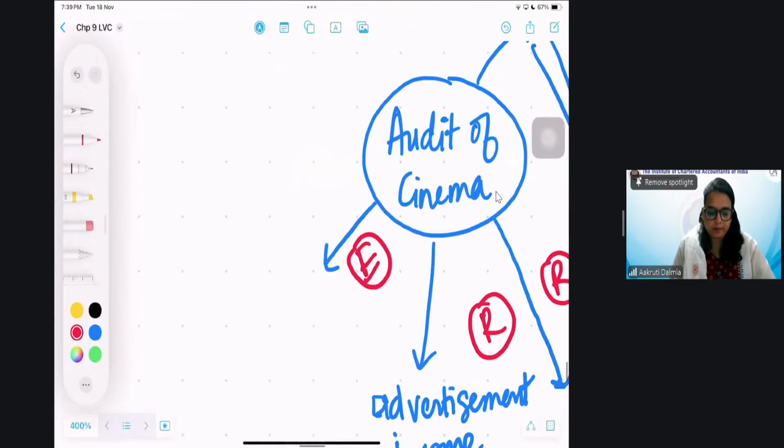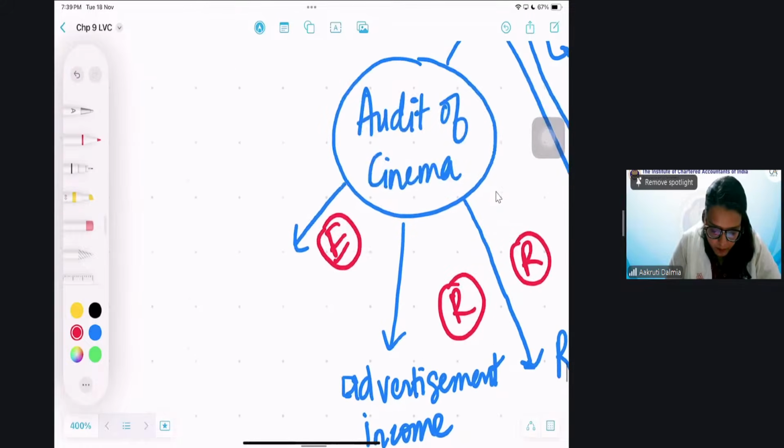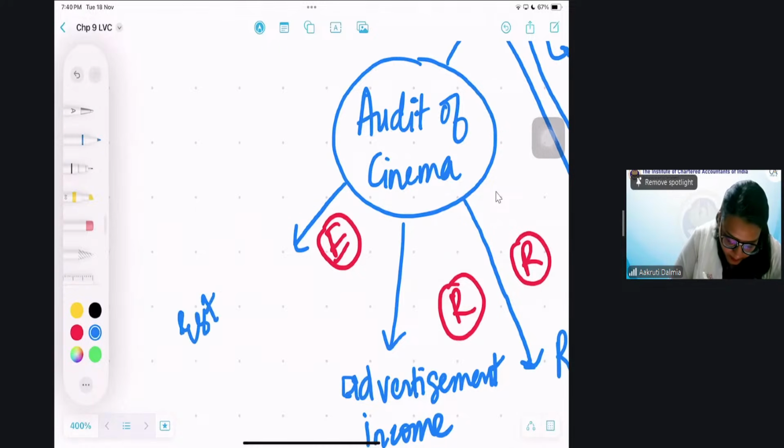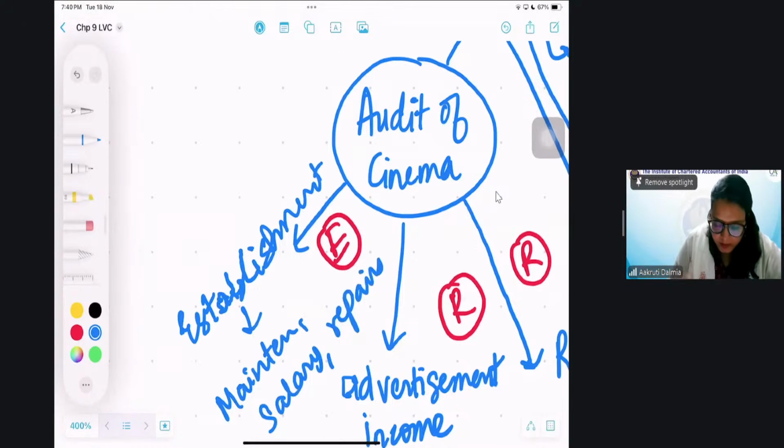Now let's talk about E. What is one of the biggest expenses in running a cinema theater? Tell me. Maintenance, okay. So first is your normal establishment expenses, which means your maintenance, salary, small repairs, all these things.